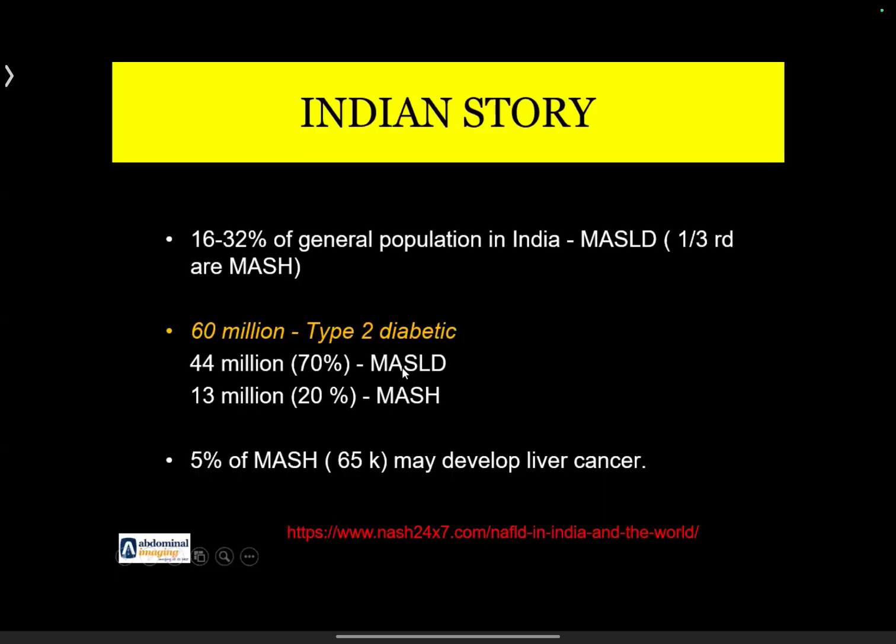Initially, which is a benign thing. And 80% have steatohepatitis, where the liver has inflammation. And 5% of steatohepatitis will eventually develop liver cancers. So out of those 60 million, 65,000 liver cancers we are looking at.